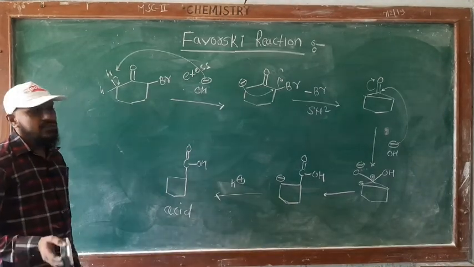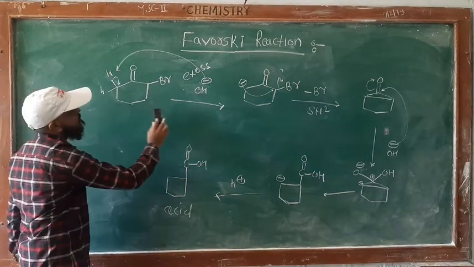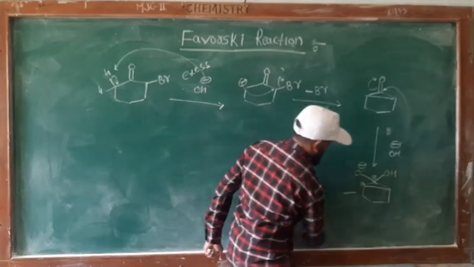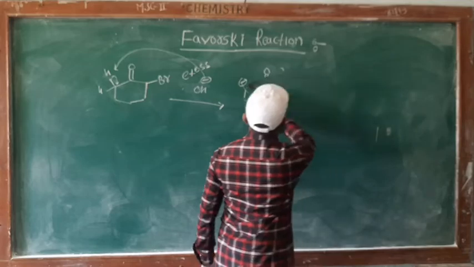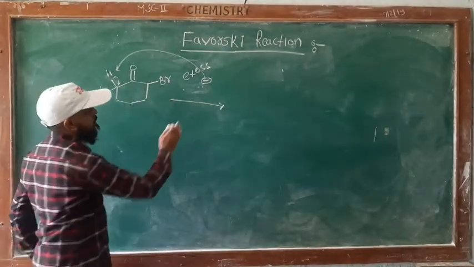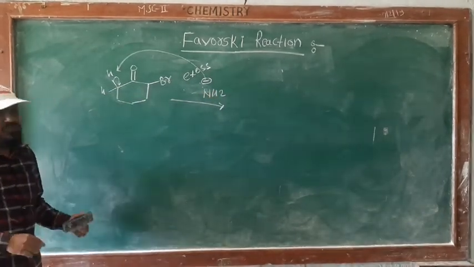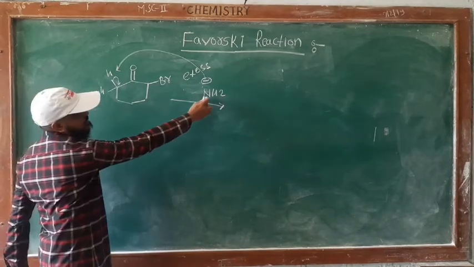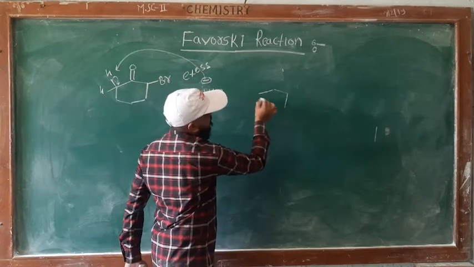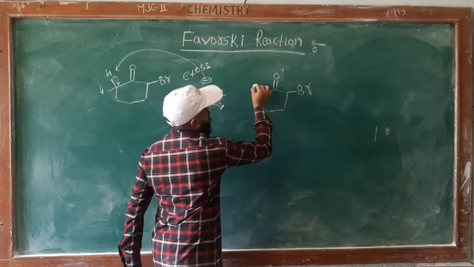Now we will see the other reagent, called the amide ion reagent. So I am erasing all this. Instead of OH negative, here I take NH2 negative. The mechanism of the Favorskii reaction is the same. In the first step, this NH2 negative abstracts the acidic proton, so we get this type of intermediate product. Here a negative charge is developed.